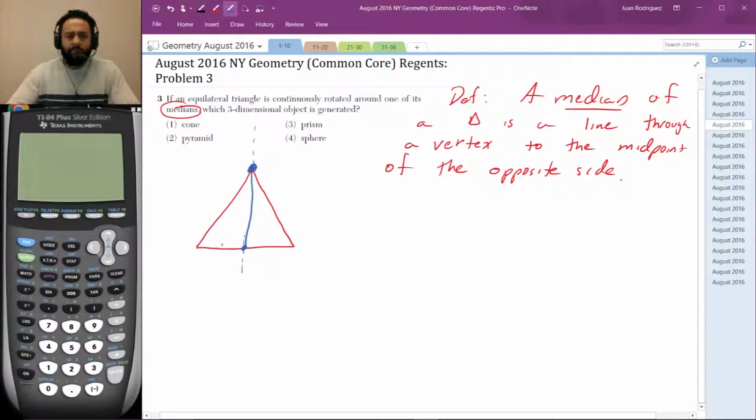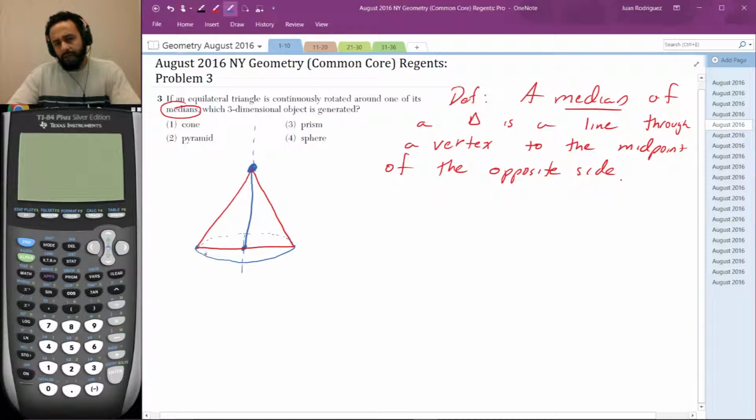So now we have to imagine rotating around this line. Again, pause the video if you think this is enough information. So I'm going to rotate around that line. This point, for example, gets rotated around that line, and then it ends up right back here. And then it keeps going around, okay, and ends up back here.